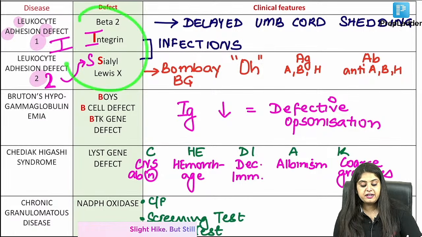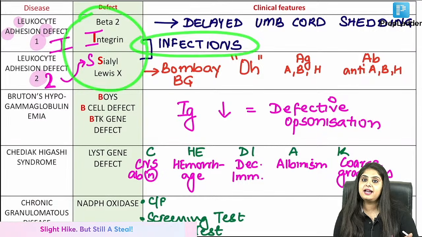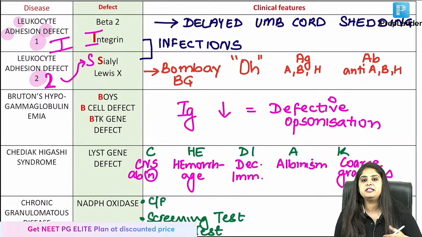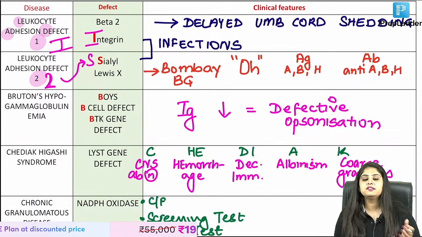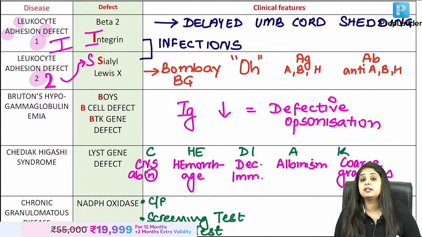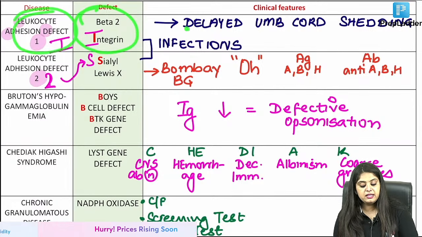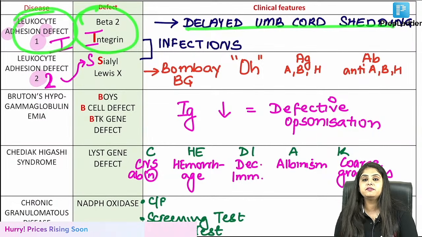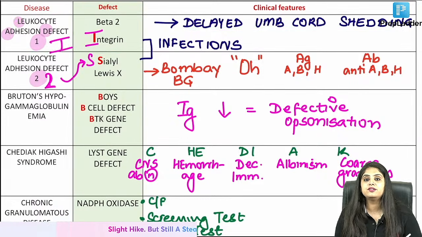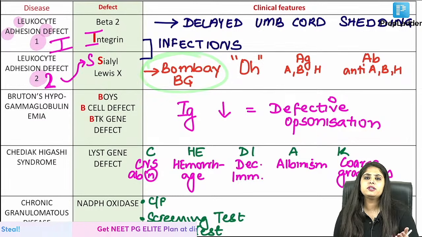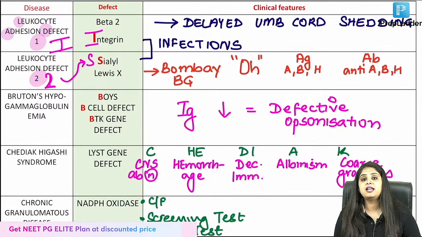Now, both of these, whether LAD1 or LAD2, the patient comes to you with lots of infections, pneumonia, otitis media, diaper rash. Mother will say infection happening, but then how will you know LAD1 versus LAD2? In LAD1, there is a problem in the umbilical cord shedding. Mother will say 4 weeks after birth, umbilical cord did not shed off. That is LAD1. But if the mother says, look at his blood report, he has Bombay blood group, that is going to be LAD2.